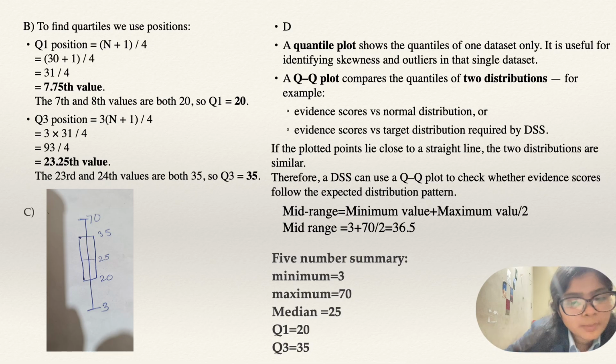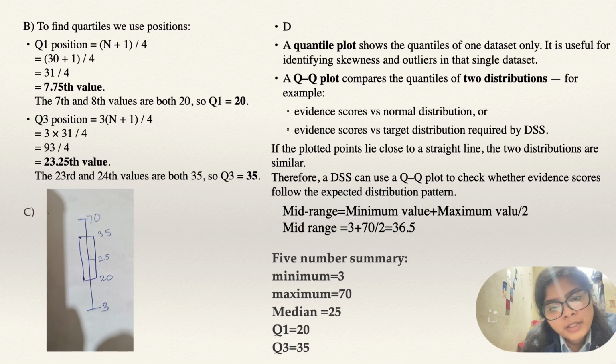And here you can see in the box plot, the minimum is 3, which is the minimum value of the data set, and the maximum is 70, which is the maximum value in the data set. The lower part of the box is 20, which is Q1, in the middle there is the median, and the end of the box contains 35, which is Q3.